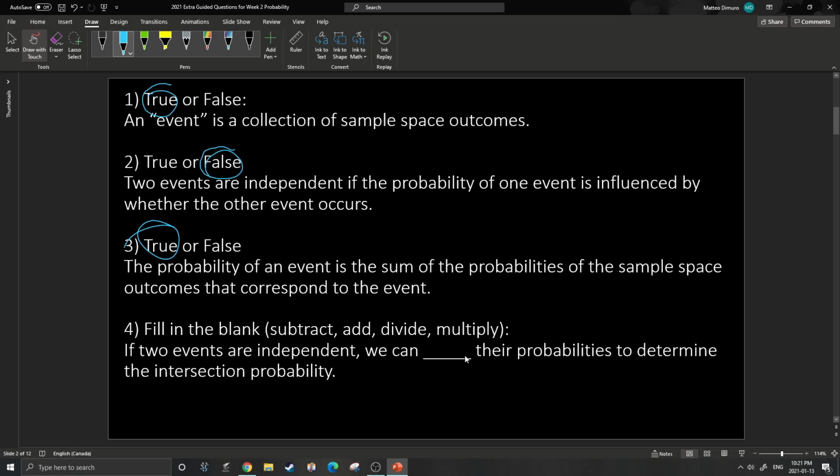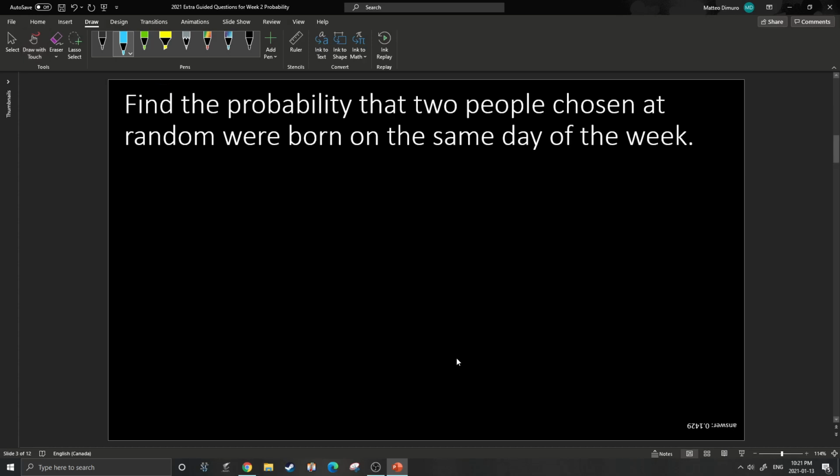Fill in the blank. If two events are independent, we can blank their probabilities to determine the intersection probability. Well, the answer is multiply.